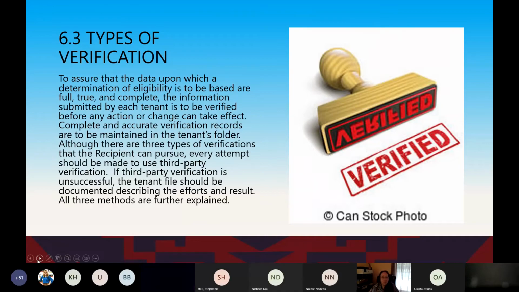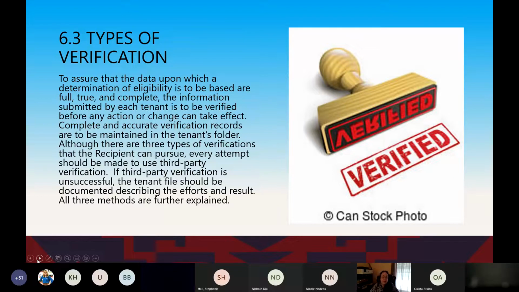Types of verification ensure that the data upon which a determination of eligibility is based is full, true, and complete. The information submitted by each tenant is supposed to be verified before any change or action can take effect. Complete and accurate verification records are to be maintained in the tenant's folder, and there are 3 types of verification that you as a recipient can pursue.